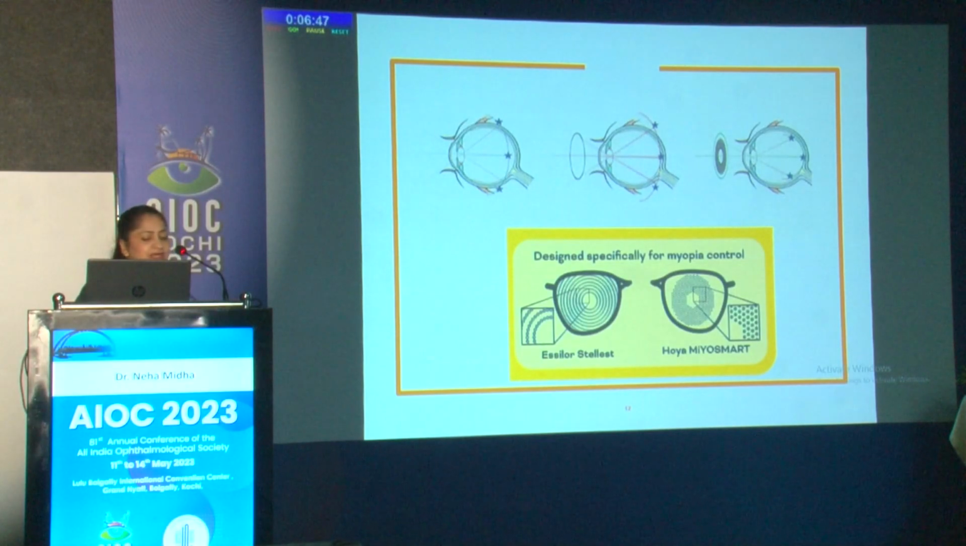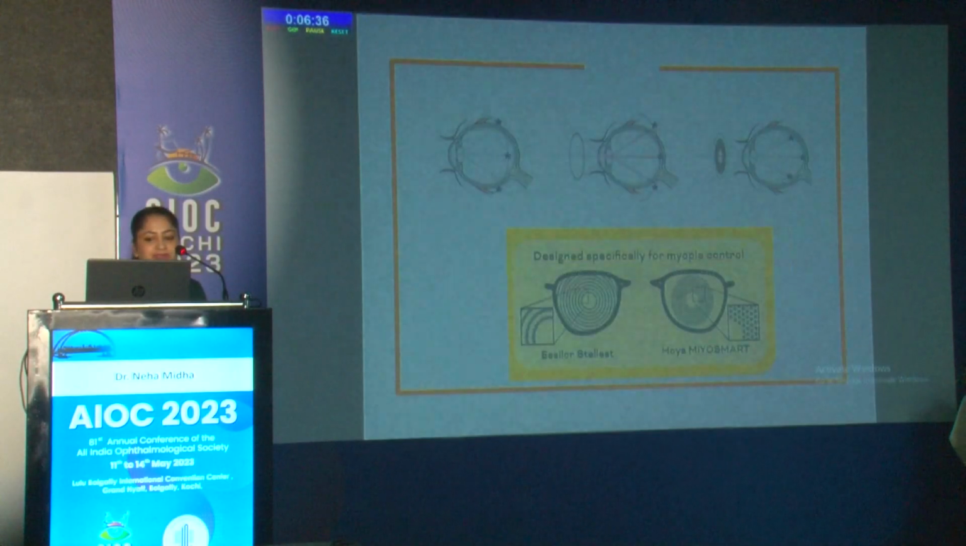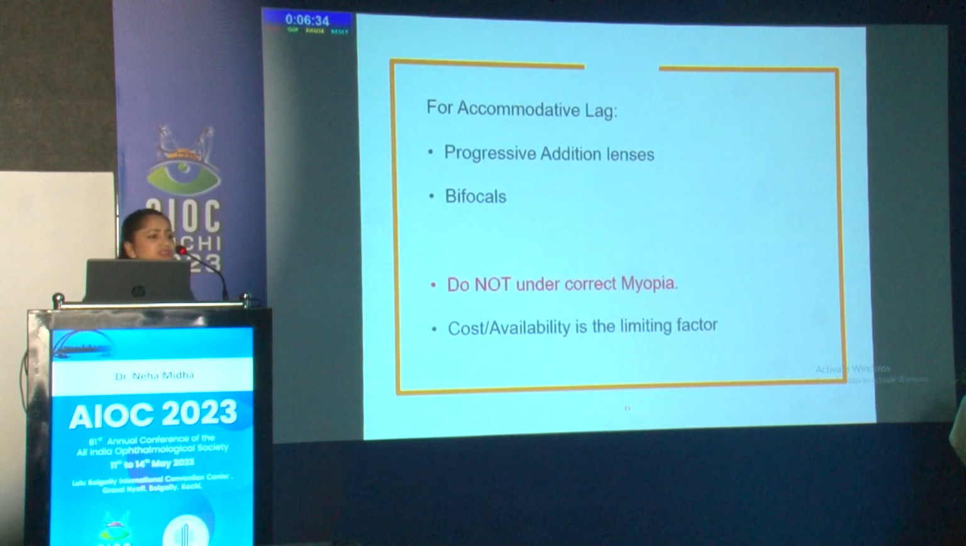These are currently being marketed by Essilor and Hoya. Hoya ones are now available in India also very commonly. A pair of glasses costs you about 15,000 rupees. So in patients in whom you feel there is accommodative lag, progressive addition lenses and bifocal lenses have also been used, but not with that great success.